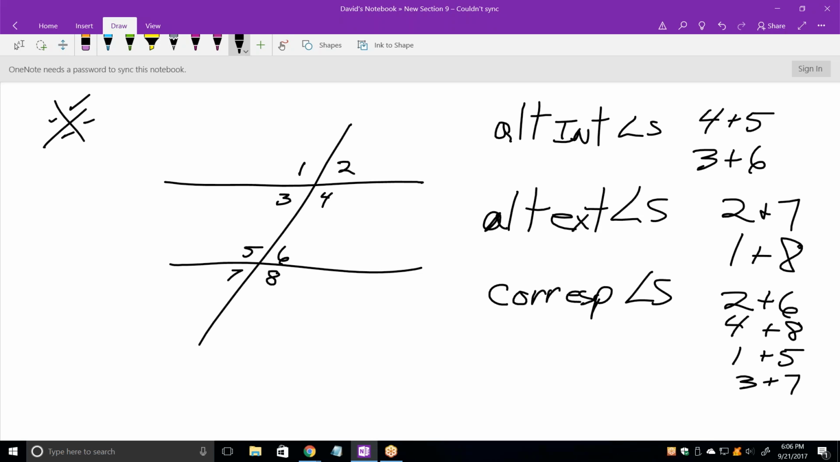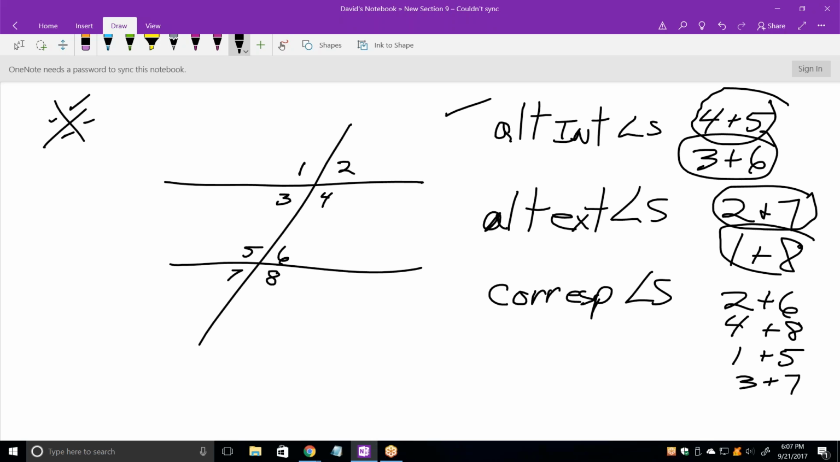Now, there's one thing about all three of these. They're all congruent. In other words, in my alternate interior, I got 4 and 5 are congruent and 3 and 6 are congruent. In my alternate exterior, 2 and 7 are congruent, 1 and 8 are congruent. Same thing below.